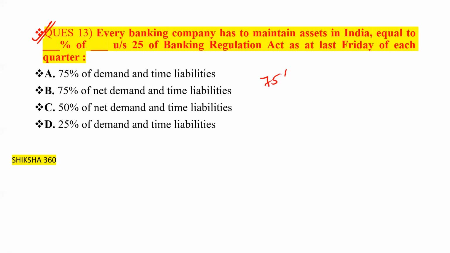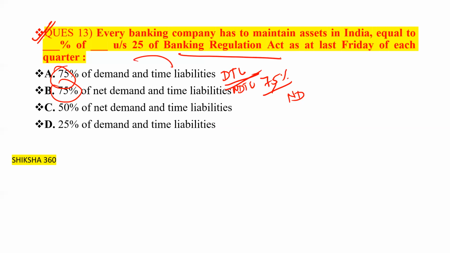They have to maintain 75% of their NDTL, that is net demand and time liabilities, or their DTL, clear. So every banking company has to maintain assets in India equal to 75% of the net demand and time liabilities, or demand and time liabilities, of the banking company, that is DTL, that is 75%, clear. So option A is the correct answer here.